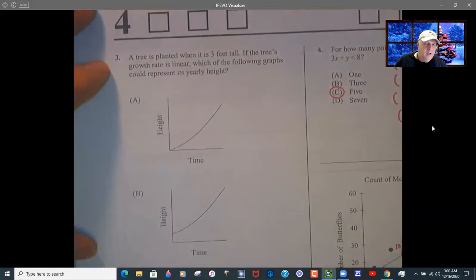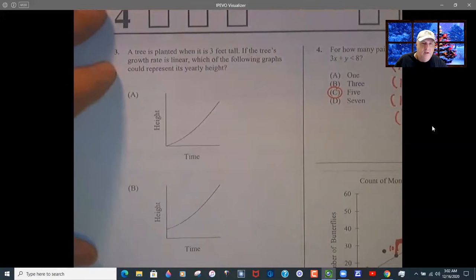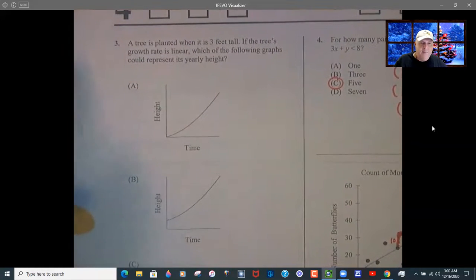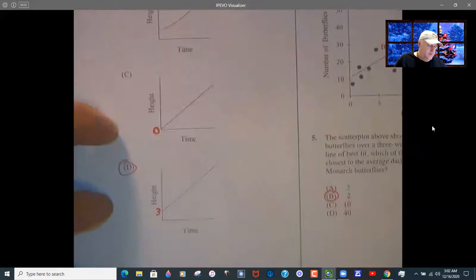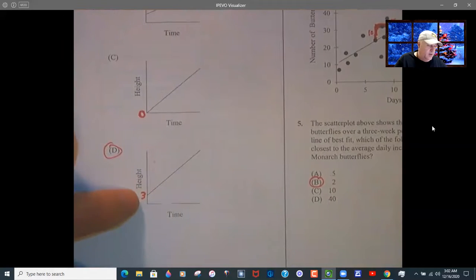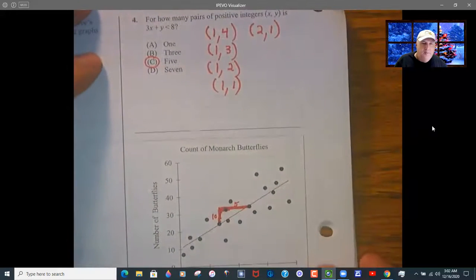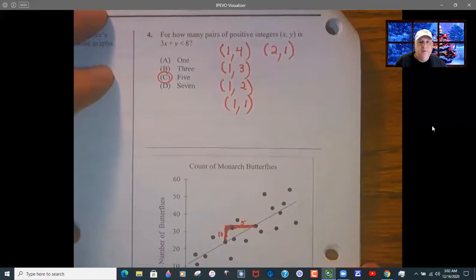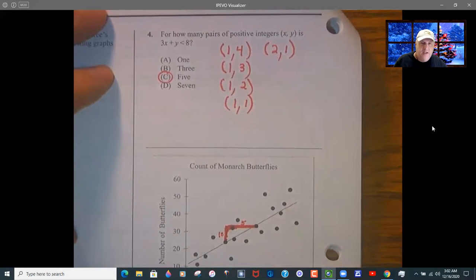A tree is planted when it is 3 feet tall. If the tree's rate of growth is linear. So let's stop right there. A and B are out. C and D are in, but 3 is the beginning quantity, which corresponds to the y-intercept. So D it is.